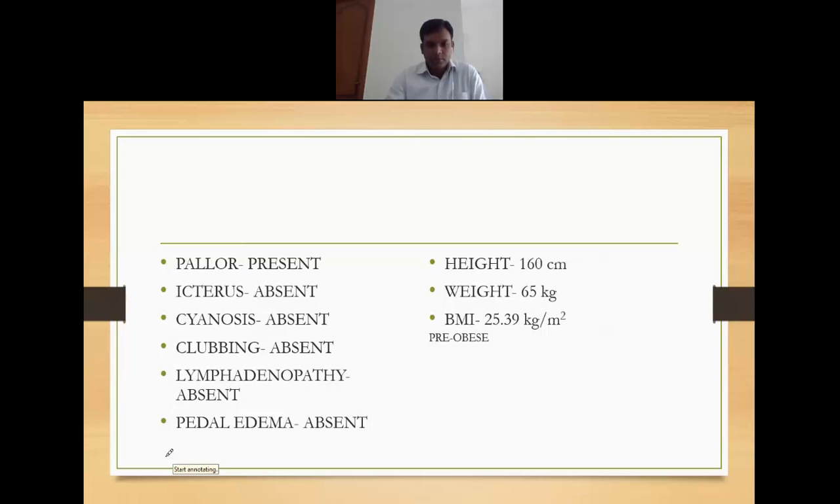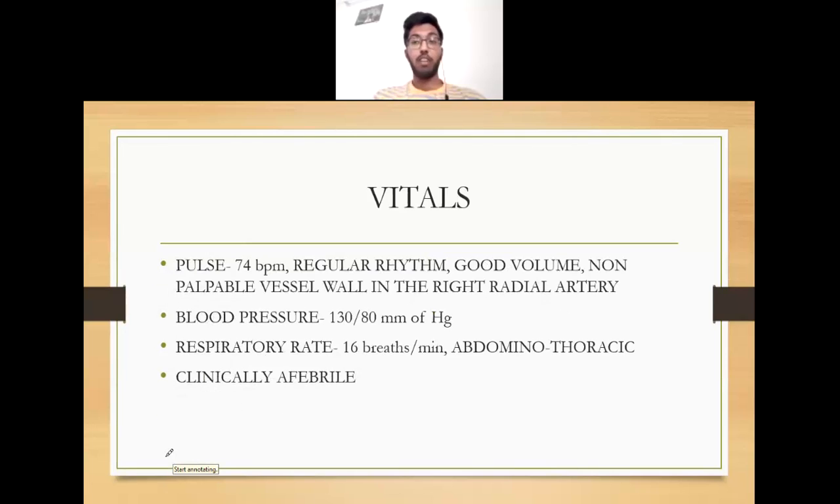So this patient has no pallor, no icterus, no cyanosis, no anemia. Other than that, there is nothing. His vitals again: pulse is 74 beats per minute, regular rhythm, good volume, non-palpable vessel wall in the right radial artery. Blood pressure, everything is normal. Everything looks fine, no? Yes sir.